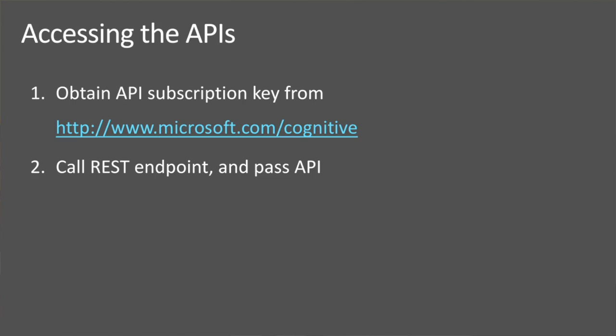And accessing the API is extremely simple. You just follow these 2 steps, go to that website, microsoft.com/cognitive, and then you call the REST API endpoint to your app.